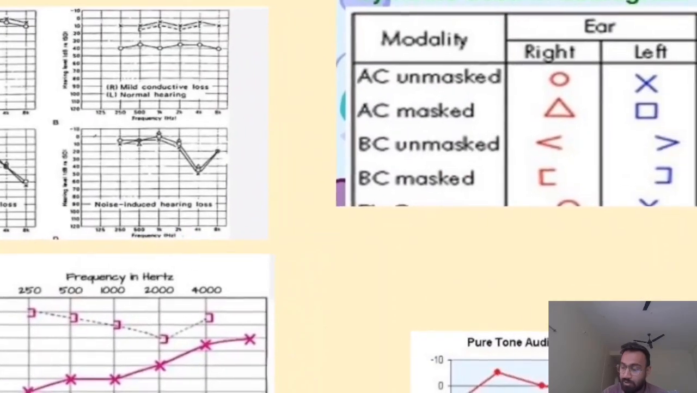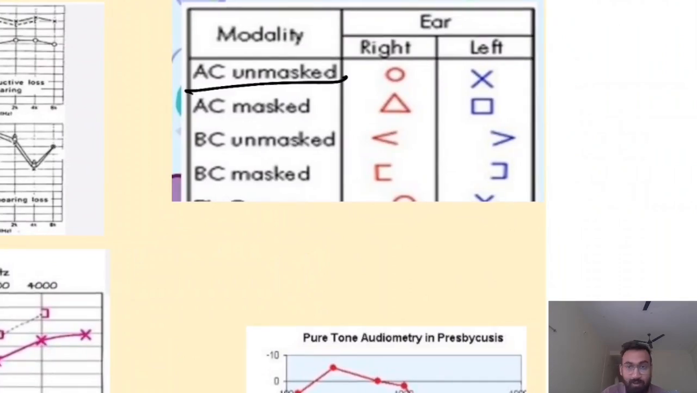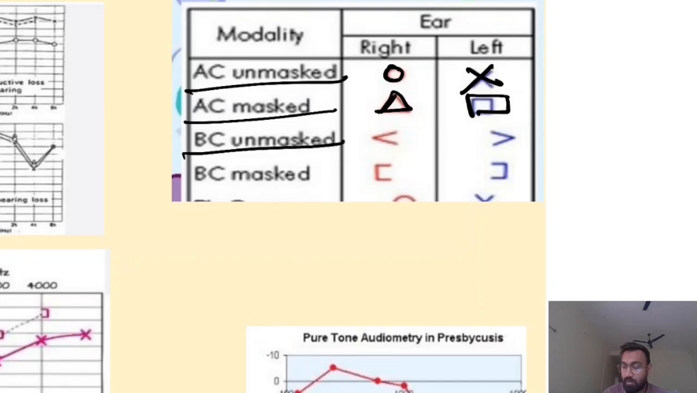Okay, now these are the various symbols. If there is air conduction which is unmarked, in right it is this circular symbol, and in left it is a cross. If there is air conduction marked, then it is triangular, and then square shaped. In case of bone conduction unmarked, it is this shape.